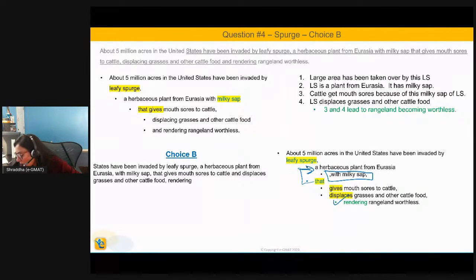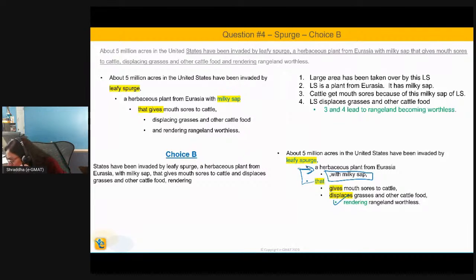So you see how we go about using the logic at every point to understand the meaning. And once we understand the meaning, we know what grammar to use to present that correct meaning. Okay, so choice B indeed is the correct answer choice.